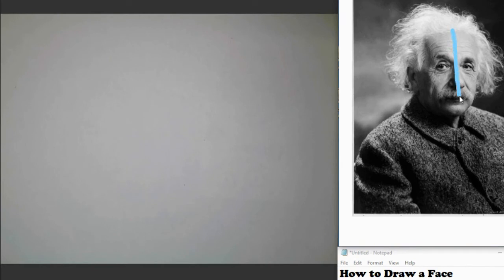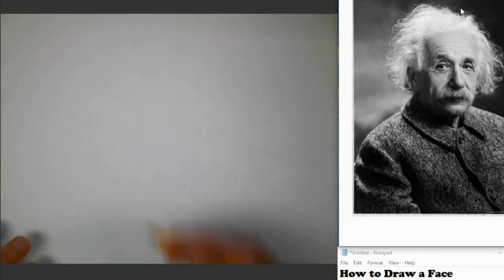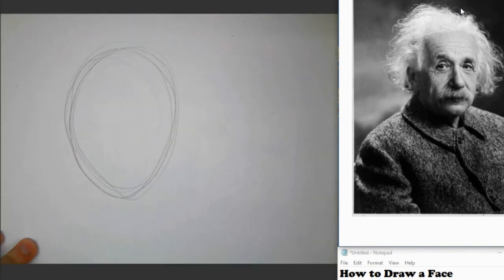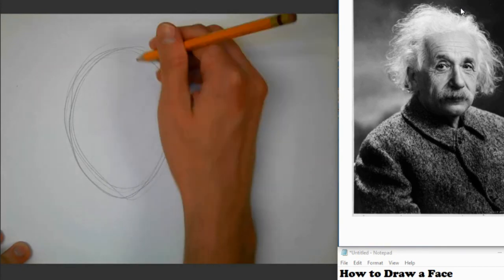So vertical line, face is symmetrical, halfway through is the eyes, thirds make the mouth and the nose. But his face is turned, so you're going to see one ear, but you're not going to see the other one. Okay, so this is what's called a 3/4 view. So let me start with my egg shape. Here's my egg shape. Now notice, his face is turned.